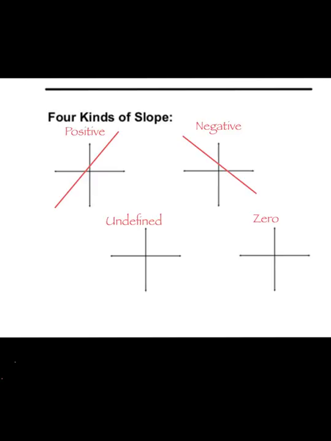If the slope is just a vertical line that goes through the x-axis, it's undefined. And if the line is a horizontal line that just goes through the y-axis, then it's going to be a 0 slope. So go ahead and make sure that you have these 4 slopes written down on your note sheet and the examples that go with each one.